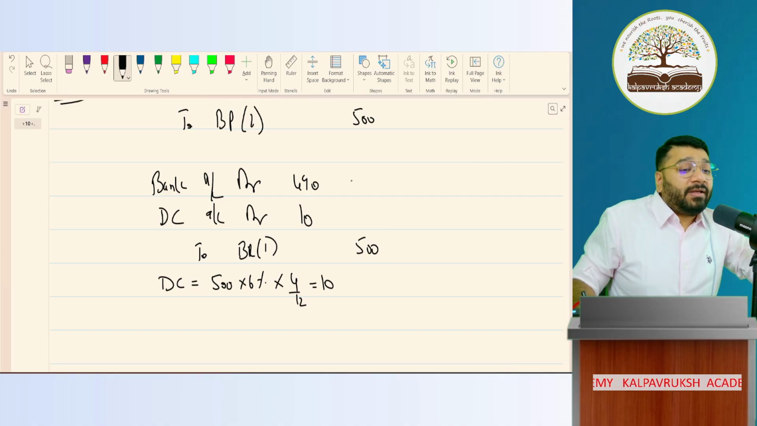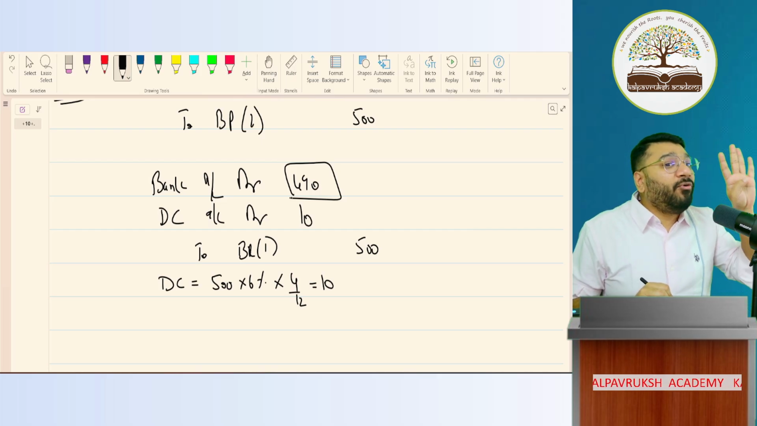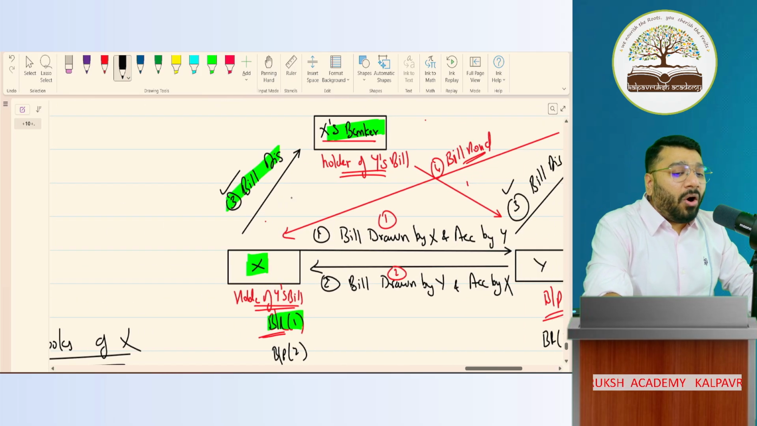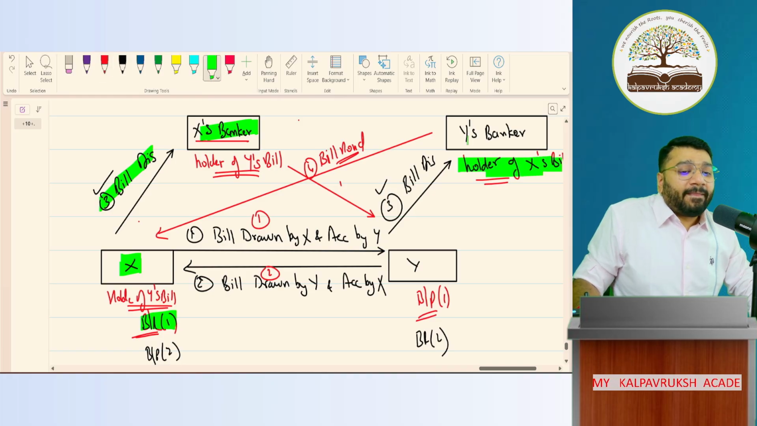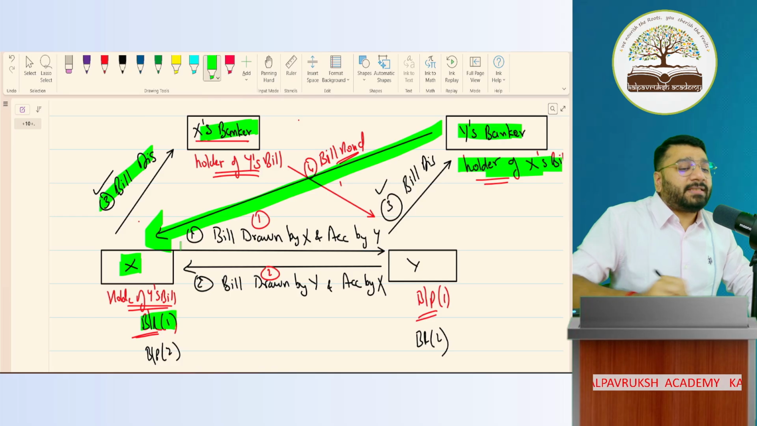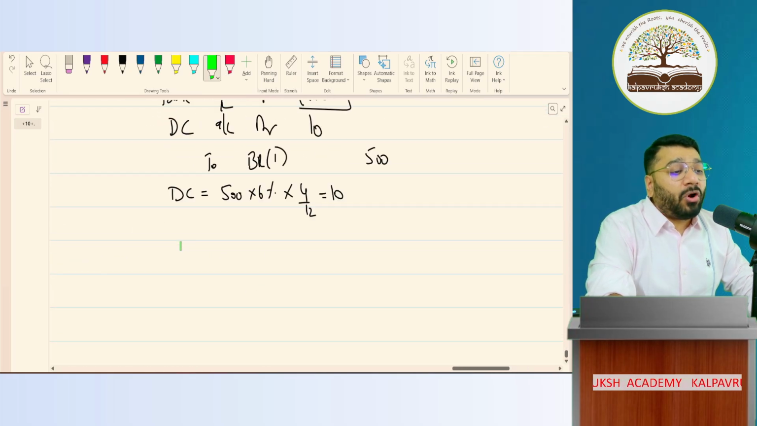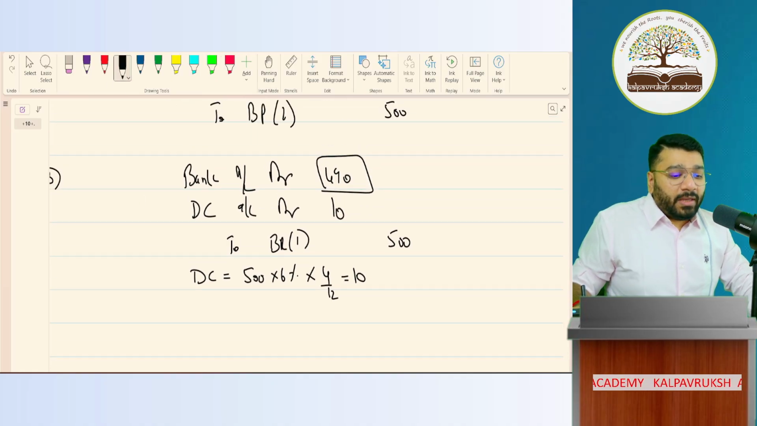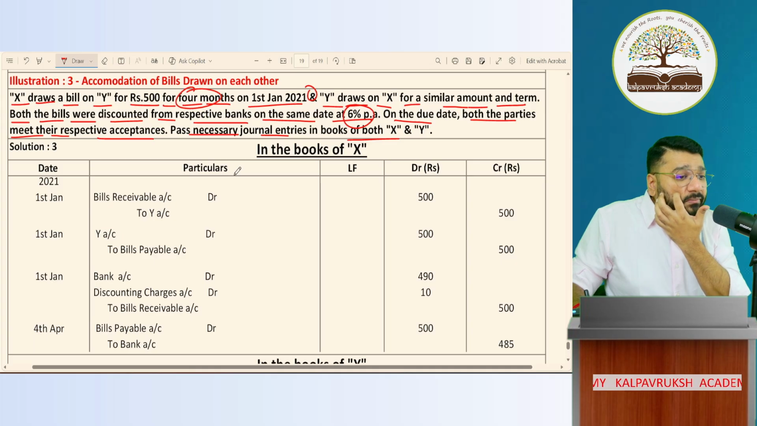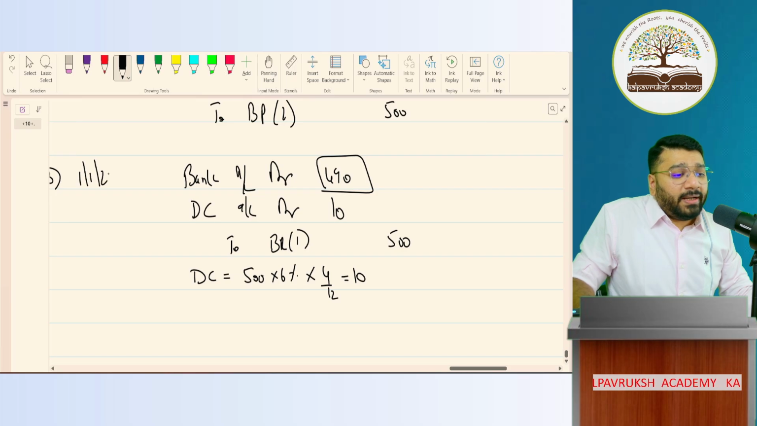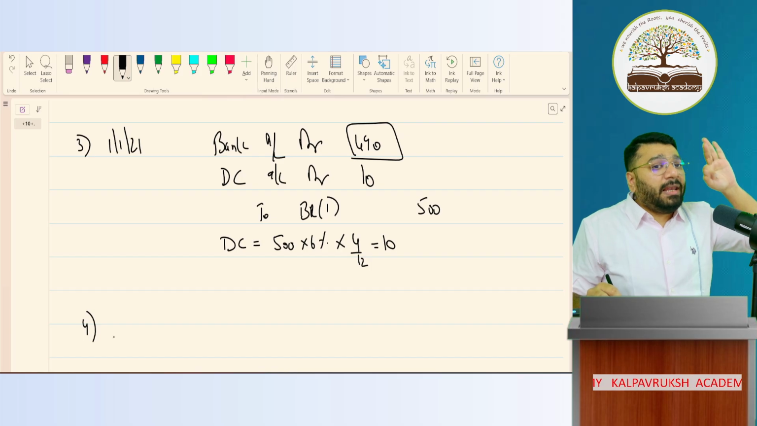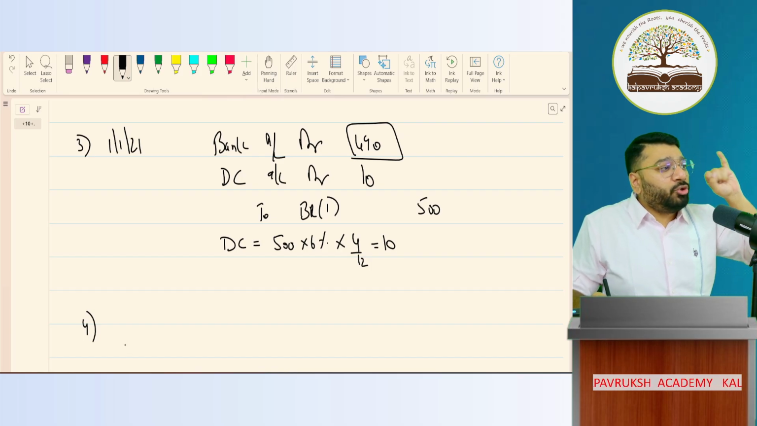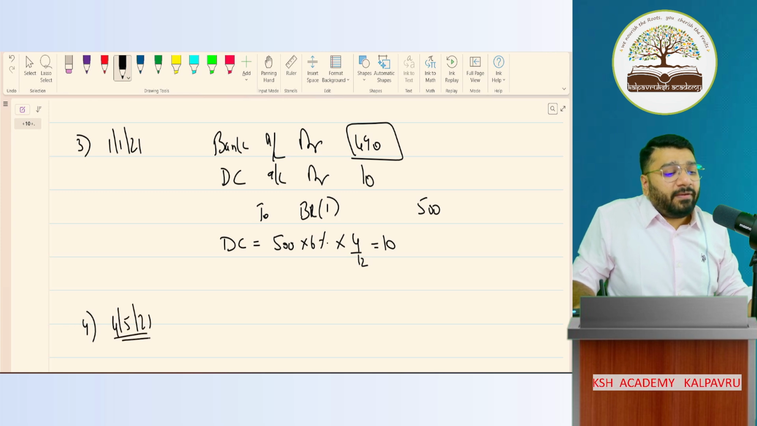Now what will X do? X will enjoy this money for 4 months. Then what will happen? On the date of maturity, who is the holder of X's bill? Y's banker will present the bill to X, and X has to honor the bill. So what is the entry for honoring of the bill? Before that, on what date is the bill discounted? Same day, 1/1/21. On the maturity date, we're making the payment to the banker. What is the maturity date? January, February, March, April, May. 1st May plus 3 grace days, 2, 3, 4. So 4 May 21. Entry, please.